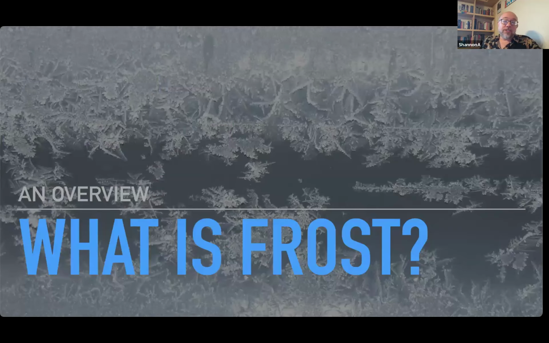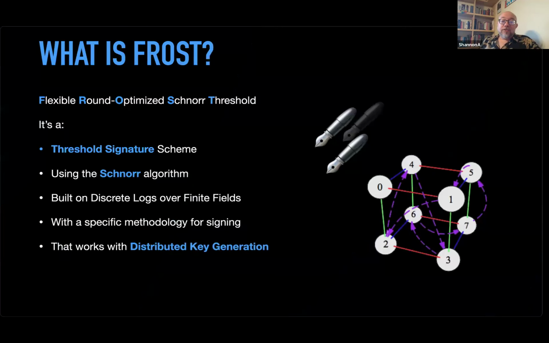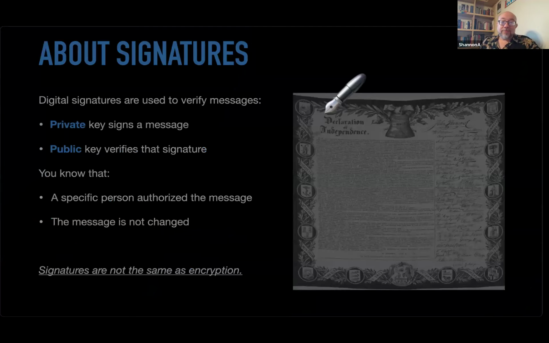So, what is FROST? FROST stands for Flexible Round Optimized Schnorr Threshold, and that hits most of the key points. It's a threshold signing system that uses the Schnorr algorithm. There's a bit more than that, but the other particularly important point is that it's designed to integrate with distributed key generation. I'm going to go through those points one by one to give them all a little more detail.